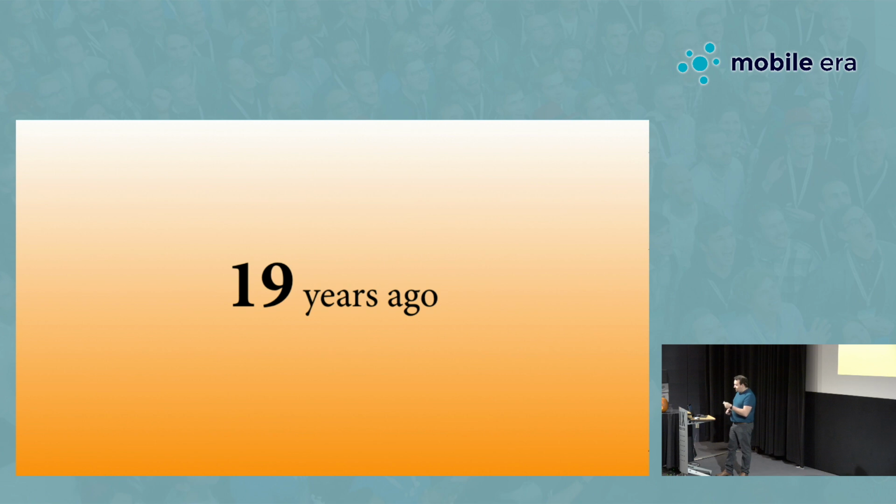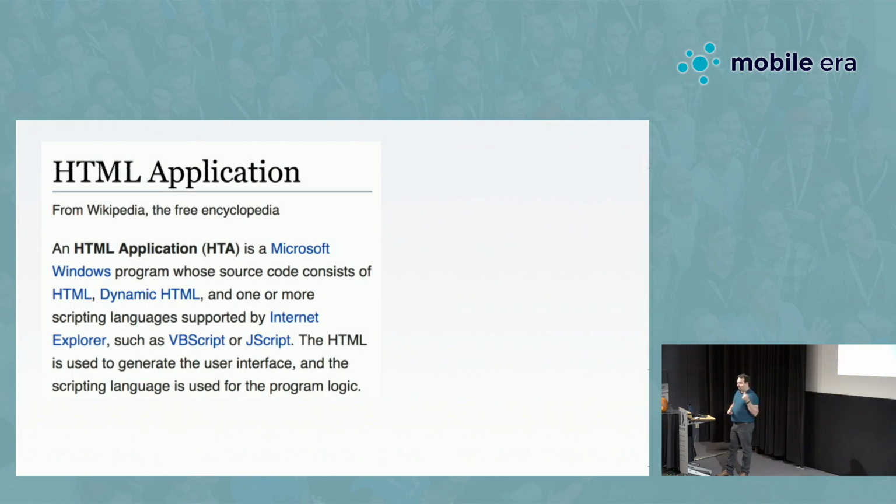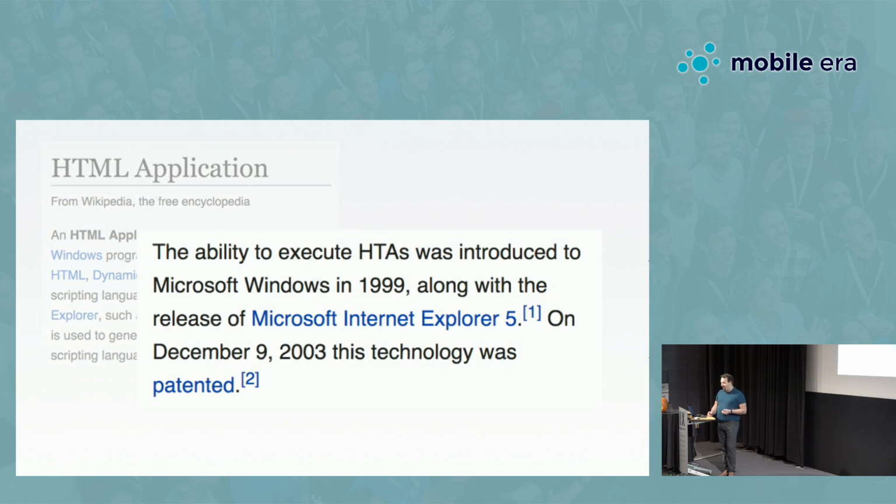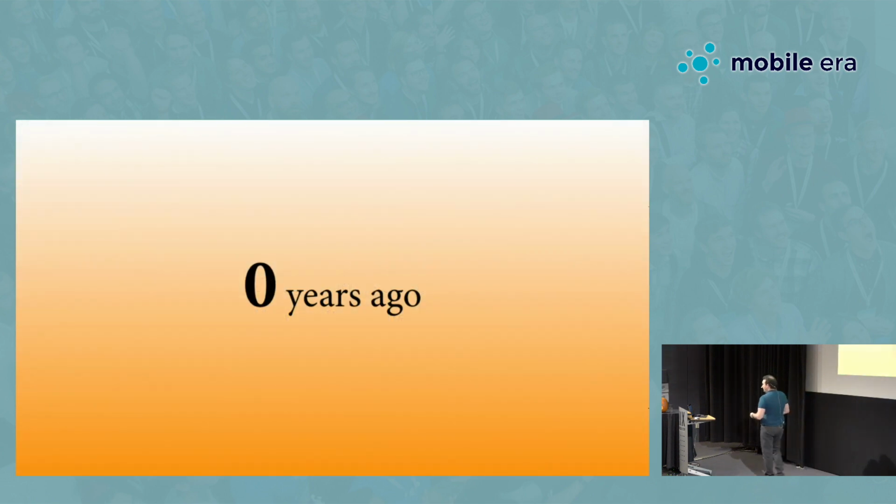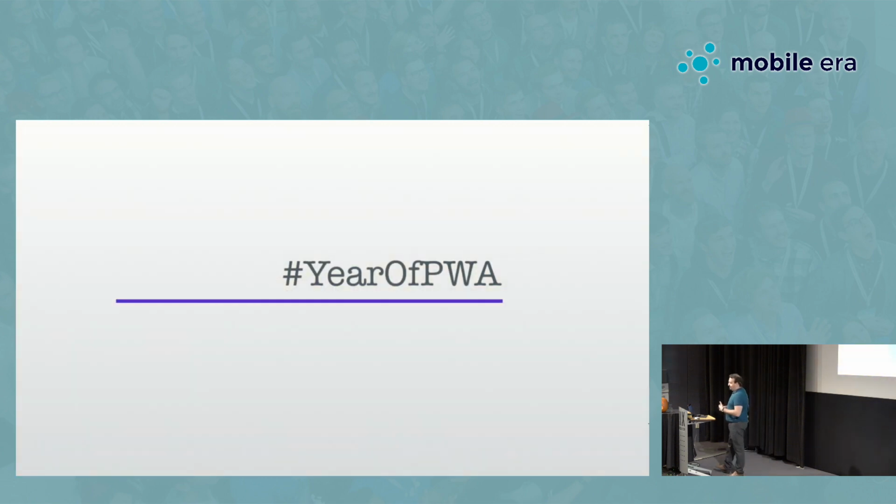And it's not just iOS. 19 years ago, Microsoft created something known as HTML Applications, HTAs. If you look at Wikipedia, it even says that that technology is patented by Microsoft. Well, now maybe it's in the open source community, I don't know. But we are just recycling the same idea of creating multi-platform apps using web technologies. But this year, basically, is the year of progressive web apps. There are several things that have happened this year that mean this.